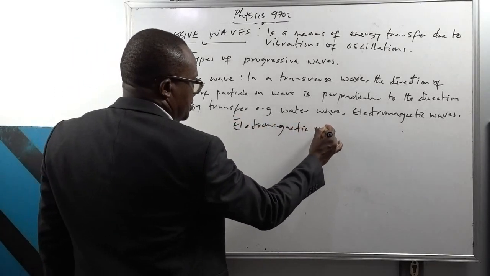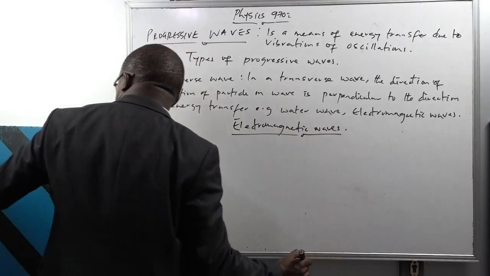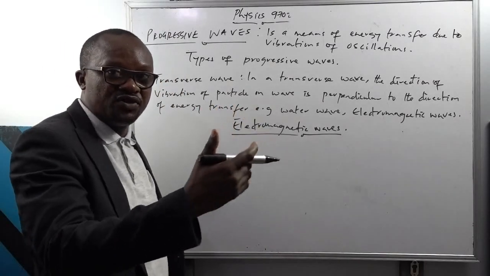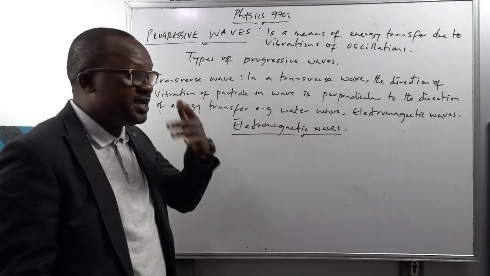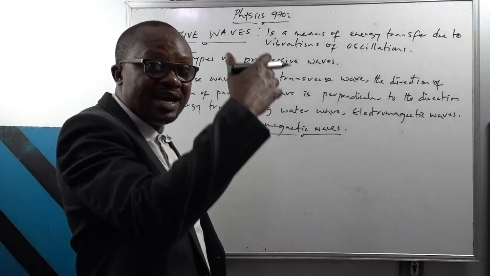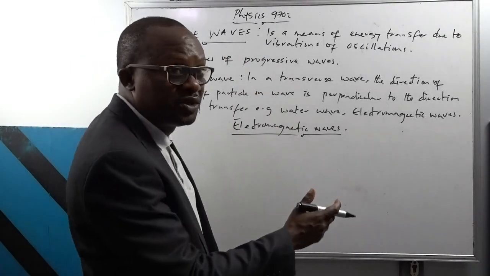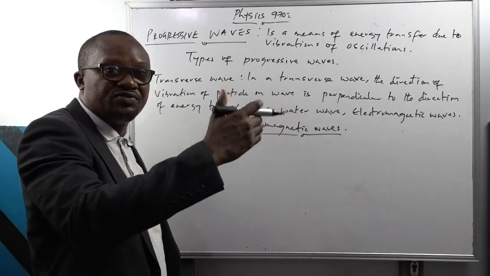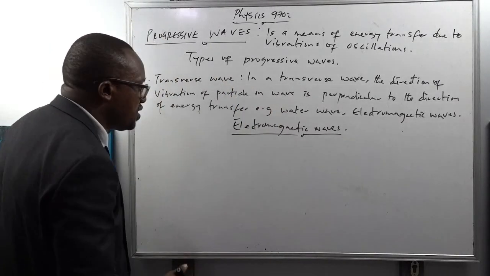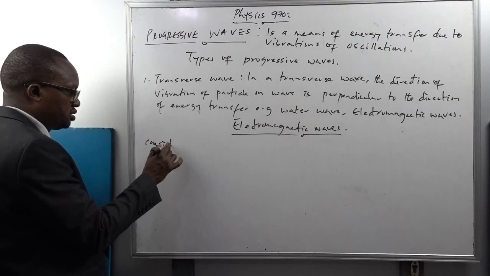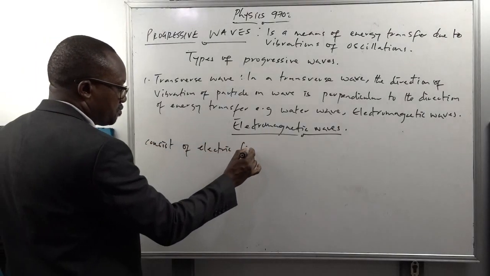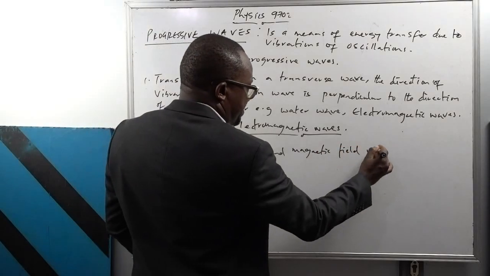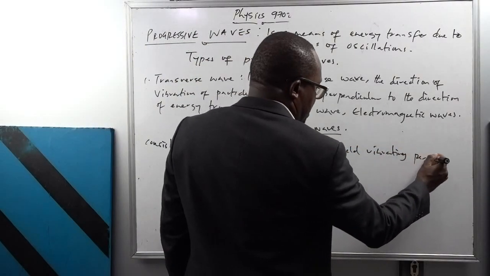Electromagnetic waves. For example, in a wire, a wire consists of electric field and magnetic field, because if you have an electric current flowing in a wire, it generates magnetic field automatically. The direction of vibration of the electric field and the magnetic field, they are perpendicular to each other. So it sends out a wave that is perpendicular to the direction of vibrations. So electromagnetic wave consists of electric field and magnetic field vibrating perpendicularly to each other.